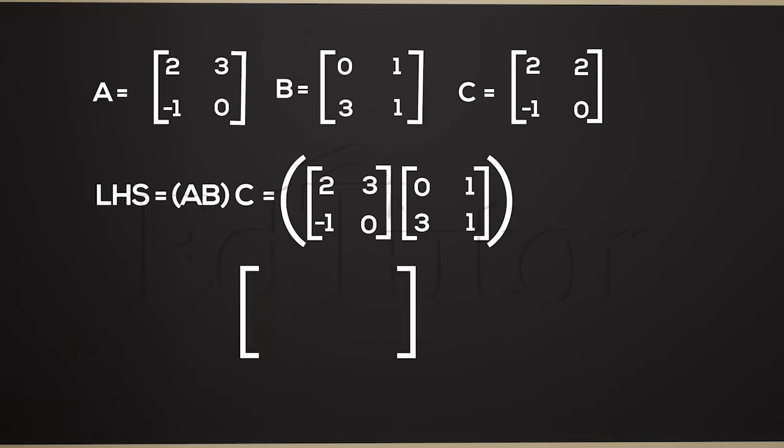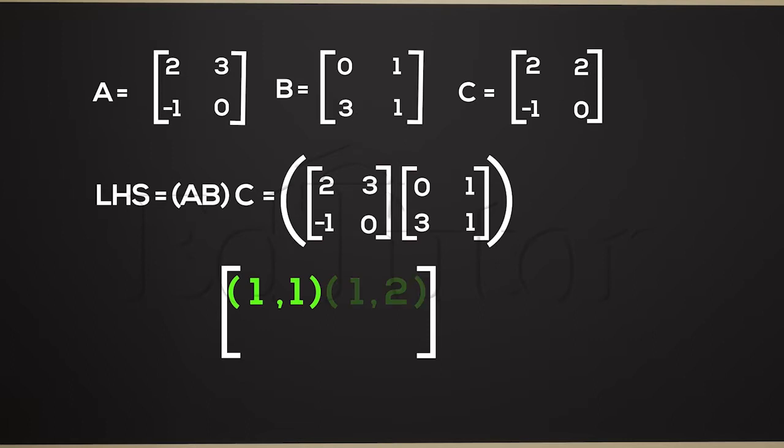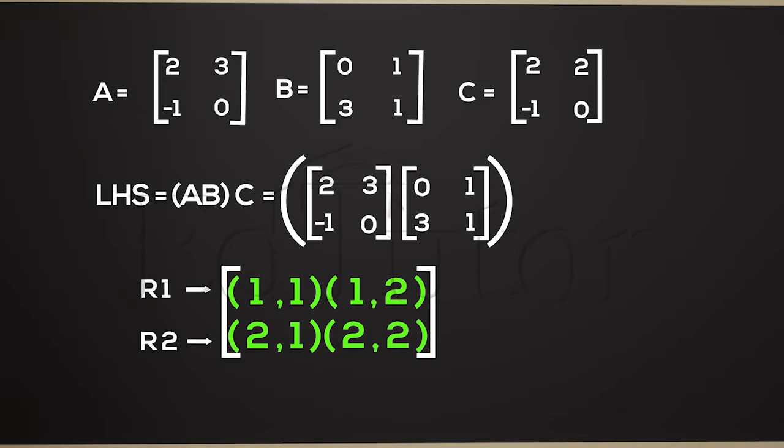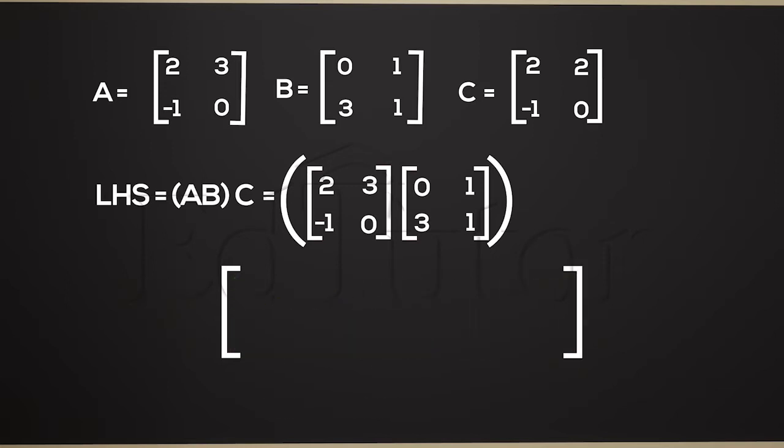For this, make an empty bracket to the right with 4 vacant positions to fill. The positions are 1 1, 1 2, 2 1 and 2 2. The first value represents the rows and the second one is for the columns. So, when I take the first row of A and multiply it by the first column of B, the result will come here at 1 1.